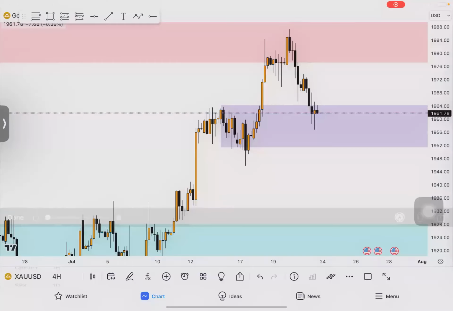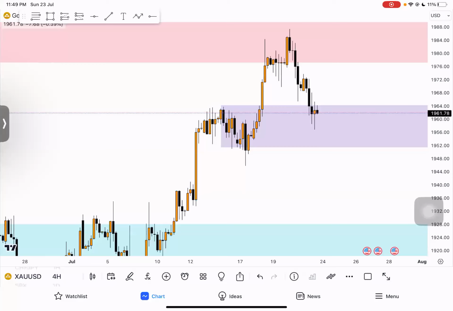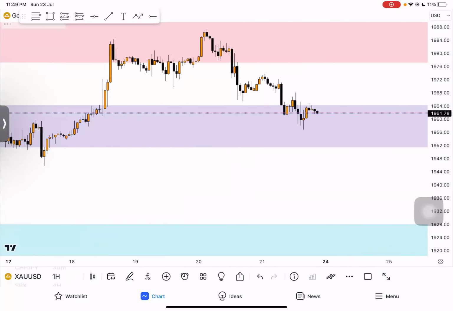Okay, understand? So right now we just have to wait for the market to open, and then we can look for the direction. Any more questions regarding the goal or today's topic? Any more questions?